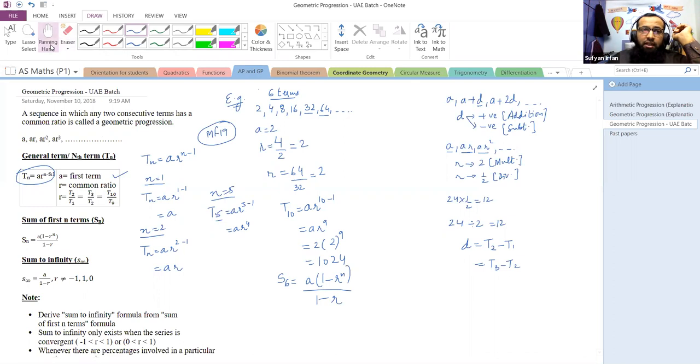Now, the thing that you have to note over here is that the power n is just on r and not on the entire bracket. It could be 1 minus r whole brackets closed power n. It's not like that. The power n is just on r. You can see that clearly. The first term is 2. 1 minus r, r is again 2. Power n would be, because we are finding the sum of 6 terms, then n would be 6, divided by 1 minus r, and r is 2.